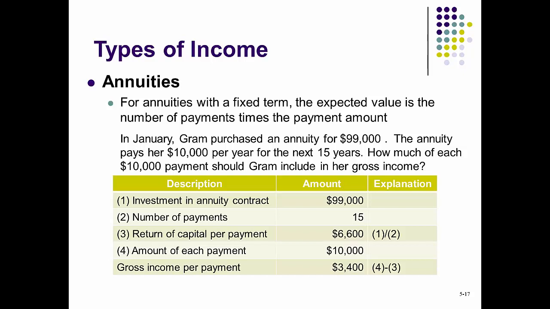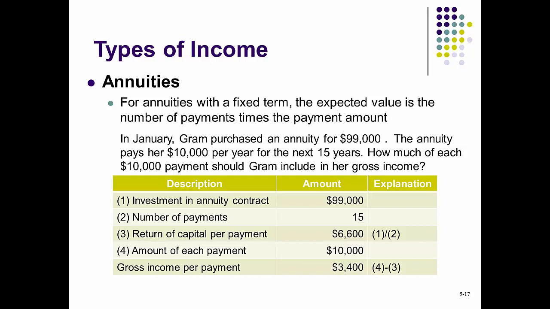The annuity pays her $10,000 per year for the next 15 years. How much of each $10,000 payment should Graham include in her income? So here, let's look at the description. Investment in an annuity contract, she paid $99,000. And then the number of payments is $10,000 for the next 15 years. Return of capital payments will be 6,600. How do we do that? 1 divided by 2. And number 4, the amount of each payment will be 10,000. So gross income per payment is the $10,000 amount that you receive minus the return of capital. So we'll come to the $3,400.